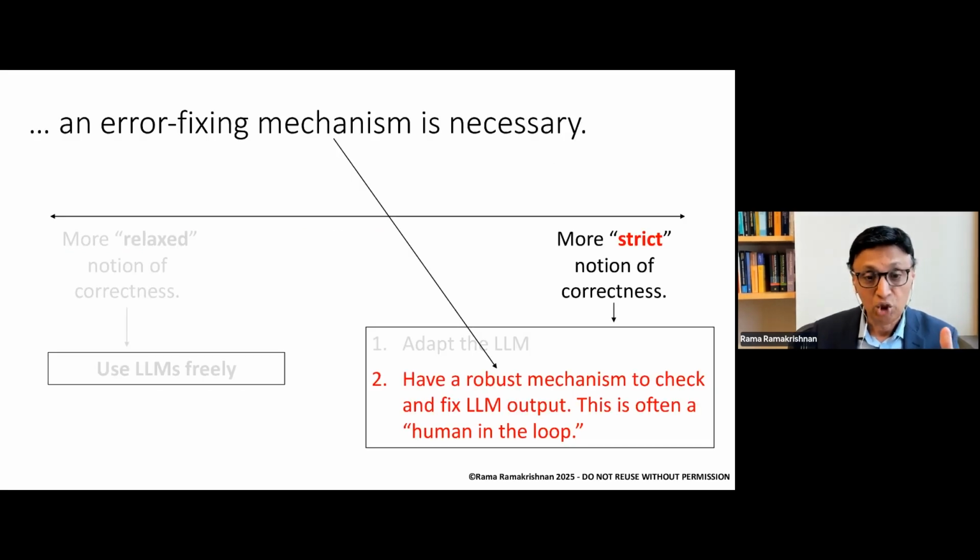And therefore, you need to have a really robust mechanism to check and fix the output of the LLM before it's seen by the final consuming entity, the end user or whoever it is, right? And this robust mechanism typically is a human in the loop. You're using that considerable domain knowledge to figure out if there is an error, how to find it, how to check it, how to fix it, and so on.